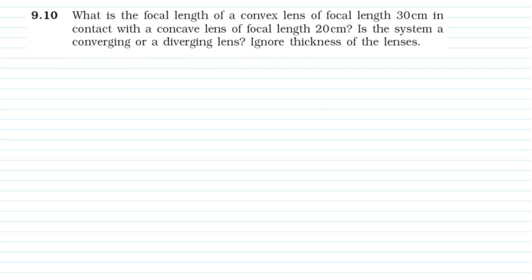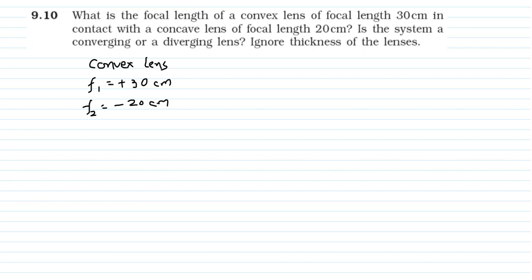Next sum 9.10. What is the focal length of a convex lens of focal length 30 centimeter, that is, you can say f1 is equal to plus 30 centimeter, in contact with a concave lens of focal length 20 centimeter, f2 is equal to minus 20 centimeter? Is the system a converging or diverging lens? Ignore the thickness of the lens.